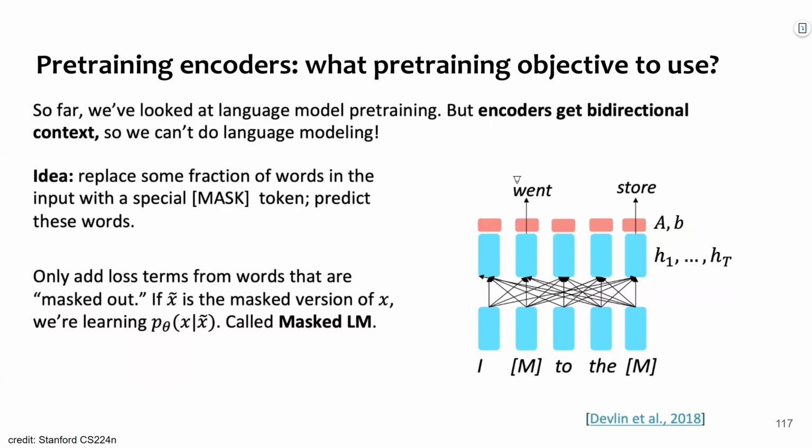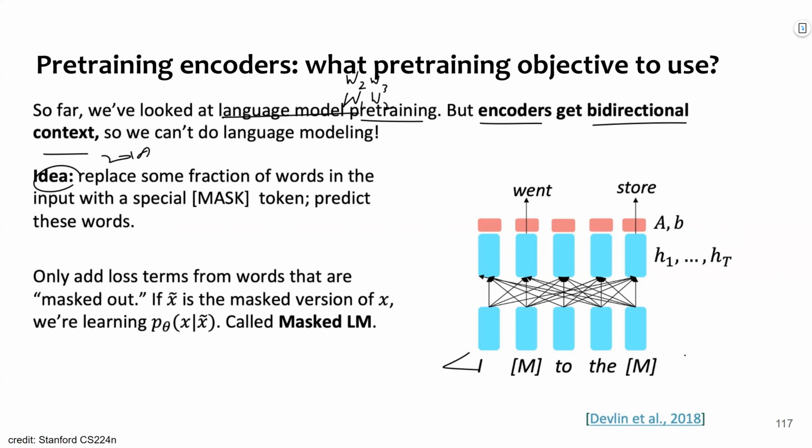Okay, and when we use only encoders, what pre-training objective should we use? So far, we looked at language model pre-training, like giving W1 and making it predict W2, and inputting W2 and making it predict W3, like this. However, in the case of encoders, it receives bidirectional context, and we can't do language modeling. Therefore, we need to come up with a different pre-training scheme. And this is the idea that came out in 2018.